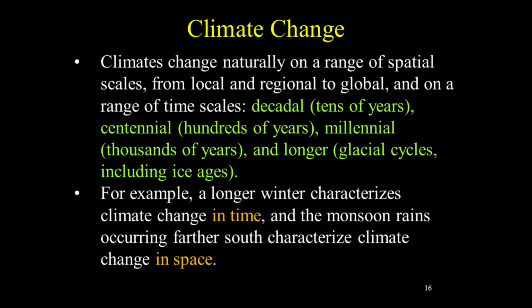In general, climates change naturally on a range of spatial scales, from local and regional to global, and on a range of time scales: decadal, tens of years, centennial, hundreds of years, millennial, thousands of years, and longer, glacial cycles, including ice ages. For example, a longer winter characterizes climate change in time, and the monsoon rains occurring farther south characterize climate change in space.